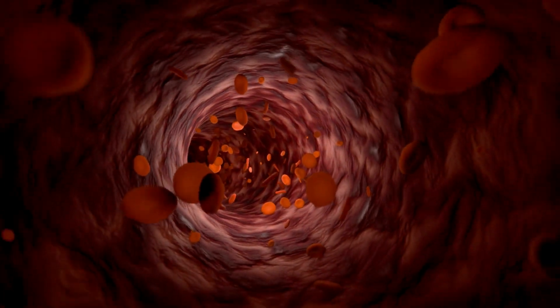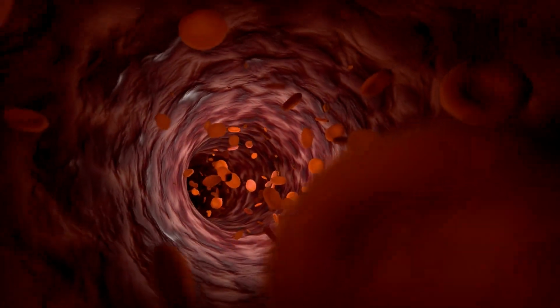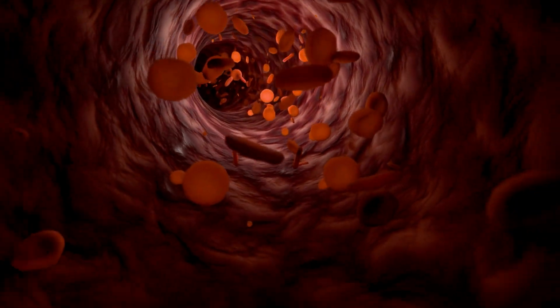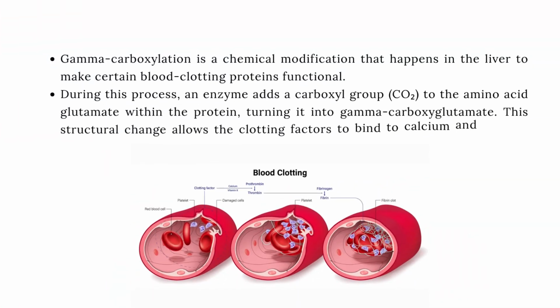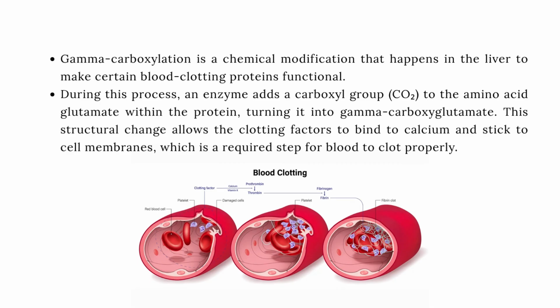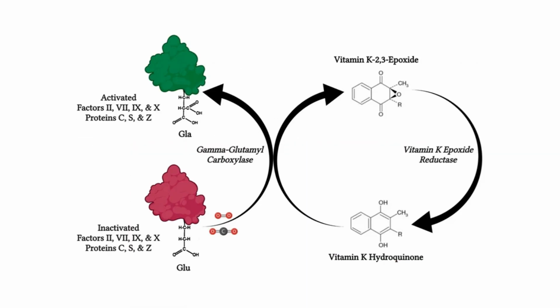How one tiny tablet can prevent dangerous blood clots. The secret lies in a process we can call gamma carboxylation. Why do patients taking warfarin need regular INR monitoring? Why doesn't warfarin work immediately? And what exactly is vitamin K doing in blood clotting? By the end of this video, you will understand the complete mechanism of action of warfarin using this simple diagram.